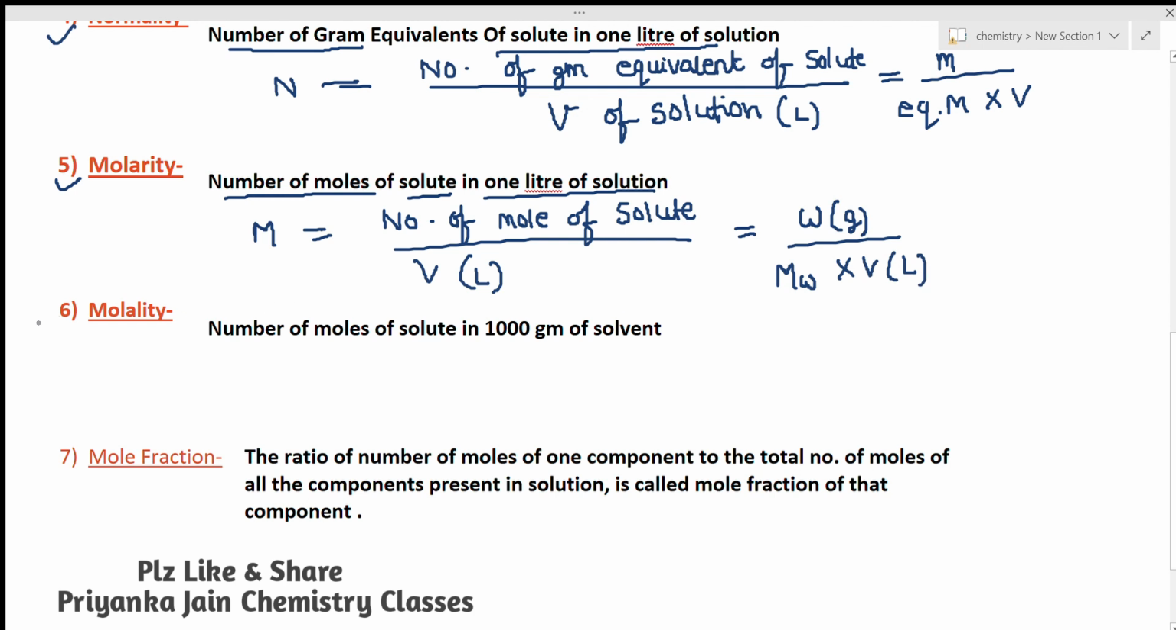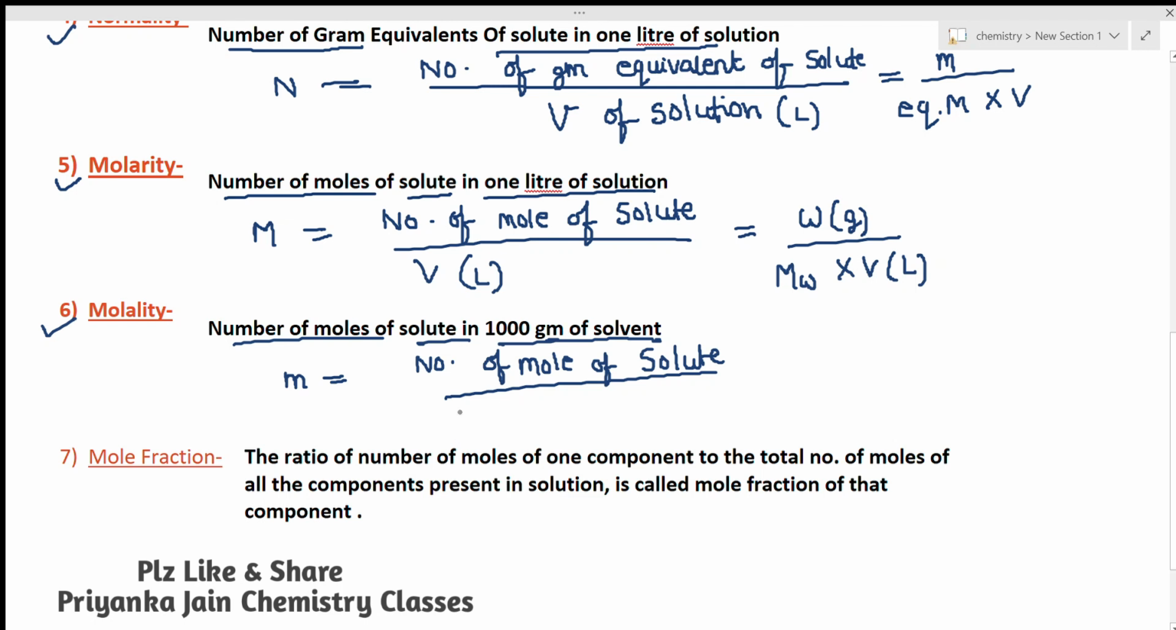Now see the next term, that is molality. See here is the number of moles of solute in 1000 grams of solvent. Here we have taken the solvent, not solution, and this is in grams, right? So remember this thing, and molality is written in small m, right? So this will be the number of moles of solute, and then divided by the 1000 grams that is given to us.